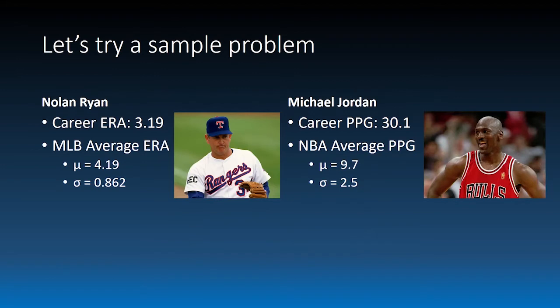And so for Nolan Ryan, his career ERA again was 3.19. The average in the year he retired in 1993 was 4.19 for pitchers, and the standard deviation is estimated to be somewhere around 0.862. For Michael Jordan, his career points per game was 30.1. The NBA average is surprisingly low, and this is actually from a couple years after he retired. I couldn't find one for the year he retired, so we're going to use this as an estimate. It was 9.7. Sigma is a little higher here, right? Standard deviation of 2.5 points per game. And so what we're going to do is take this information and compute the Z-score for each of them so we can really see how they compare.